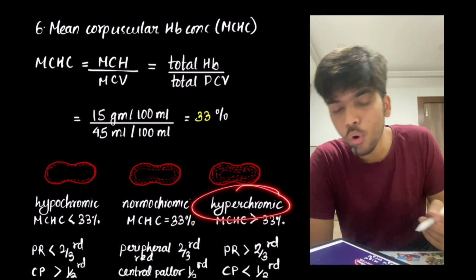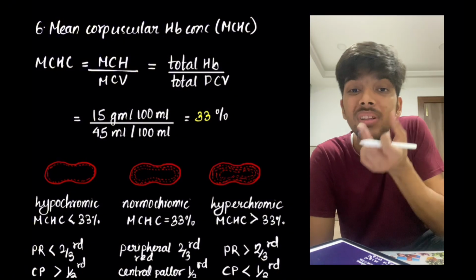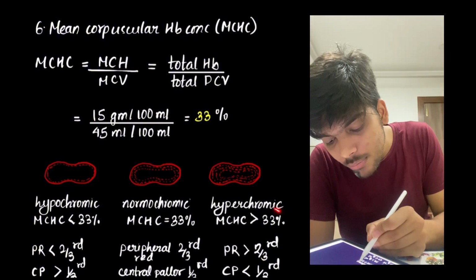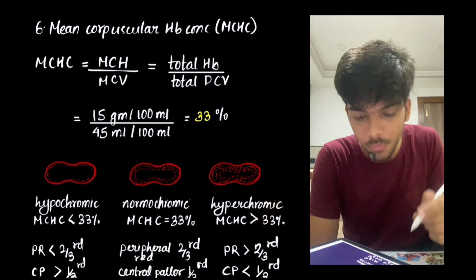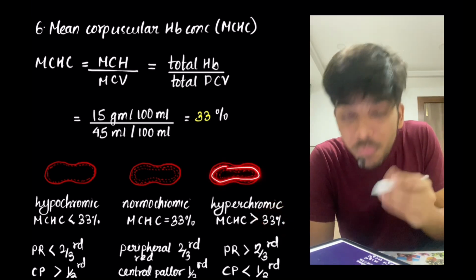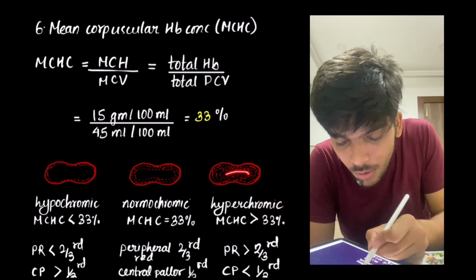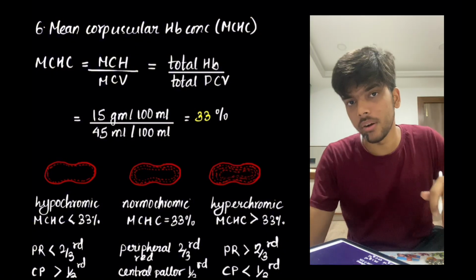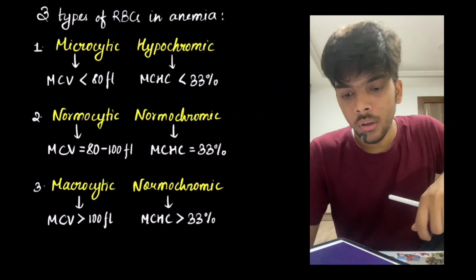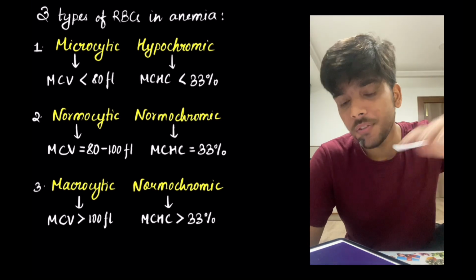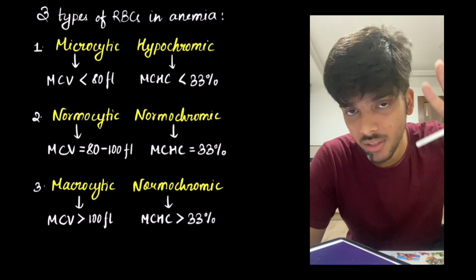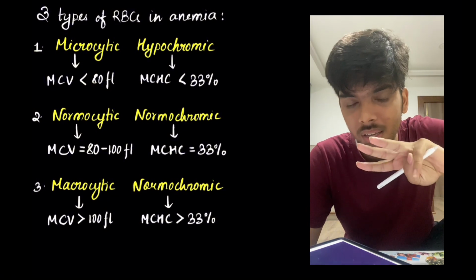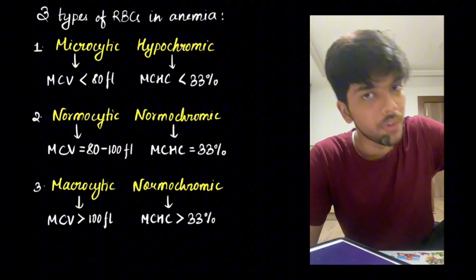Similarly, in hyperchromic, there is more hemoglobin for the same volume, more concentration of hemoglobin. So MCHC is going to be more than 33%. The peripheral red is going to be more than 2/3, and the central pallor is going to decrease, and it is going to be less than 1/3. Based on these various features of RBCs that we saw just now, we have three major types of RBC that we are going to find in different types of anemia.